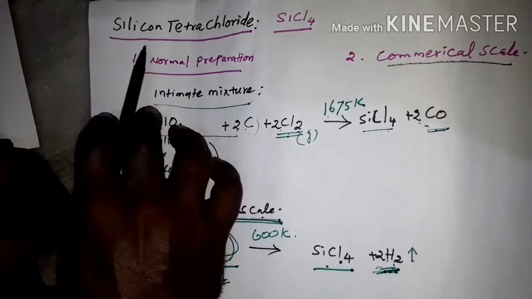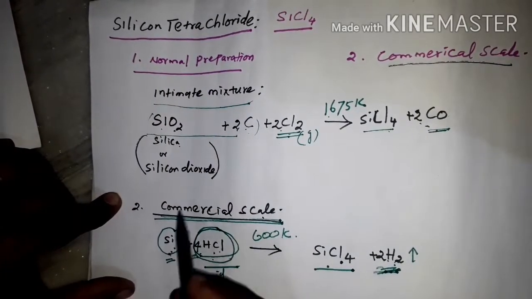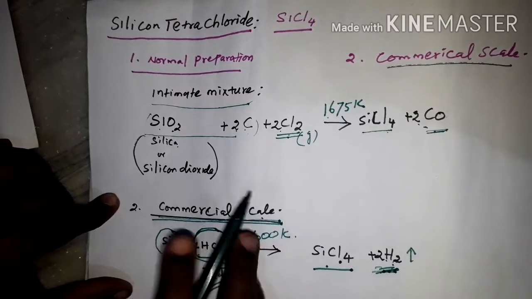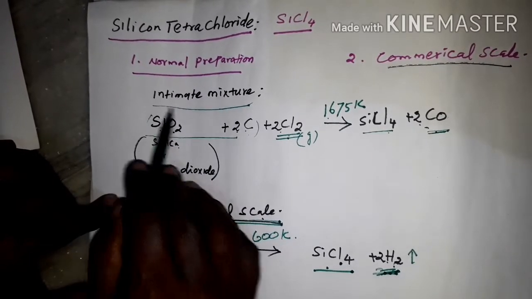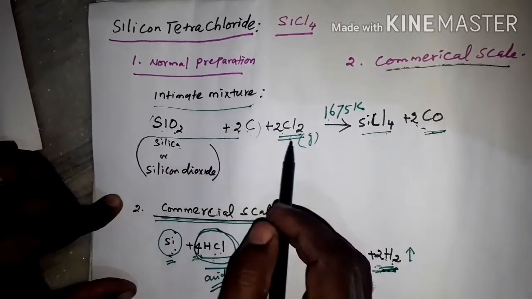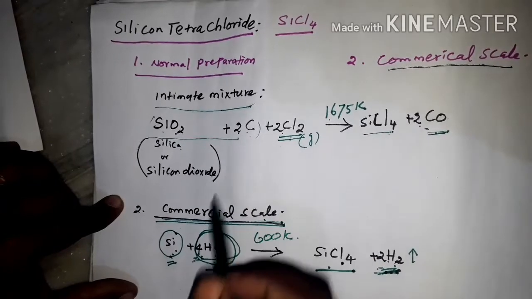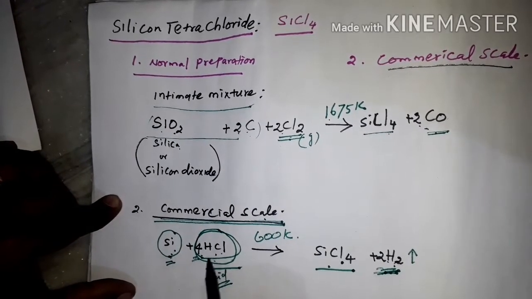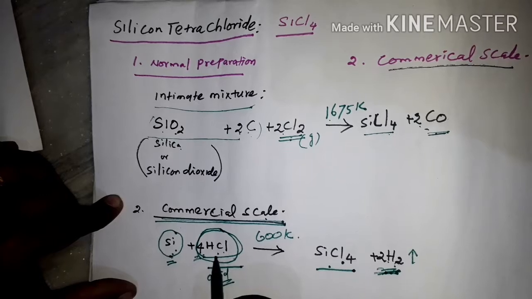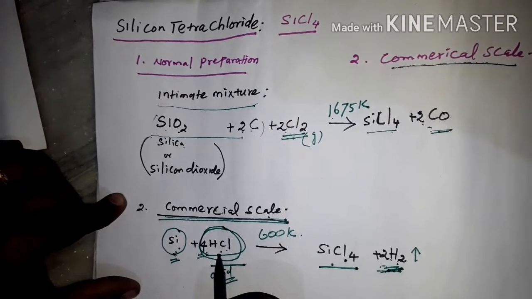Now the preparation of silicon tetrachloride is this much. There are two types of preparation. One is adding this intimate mixture with chlorine gas. Another method is silicon and hydrogen chloride gas. So that's all about the preparation.